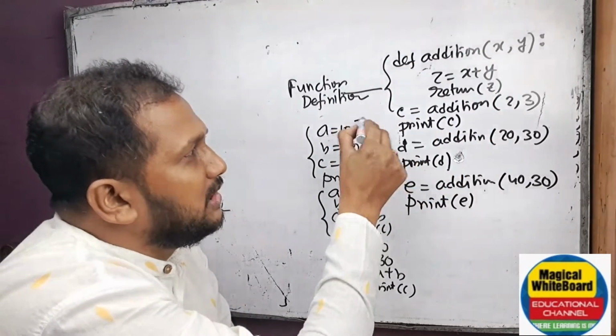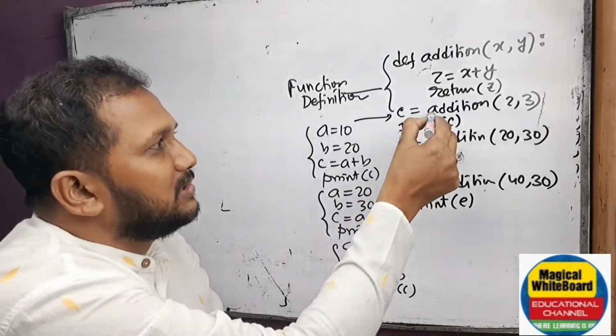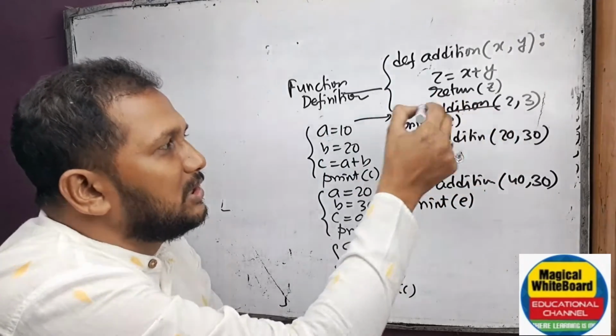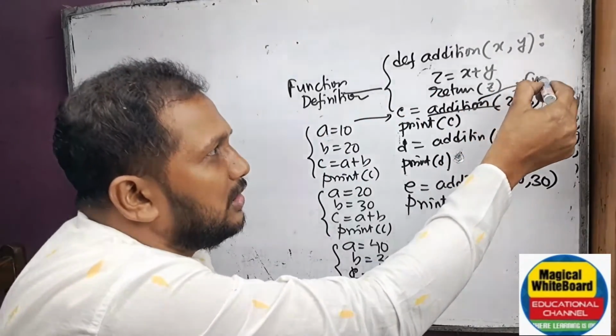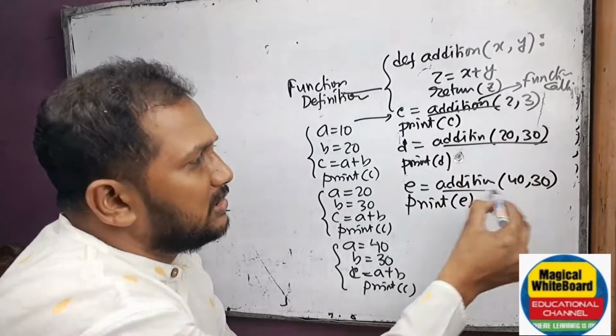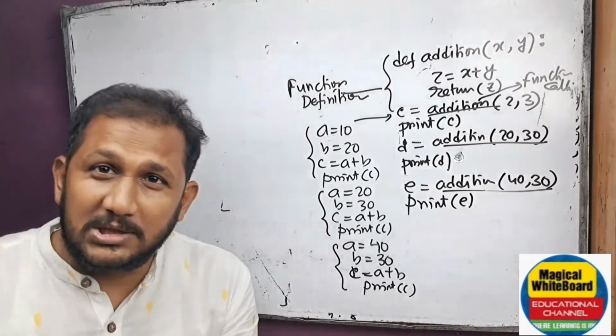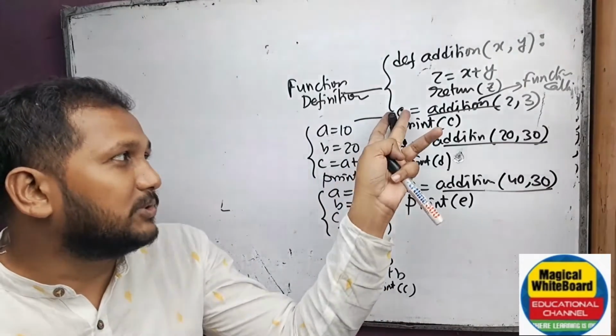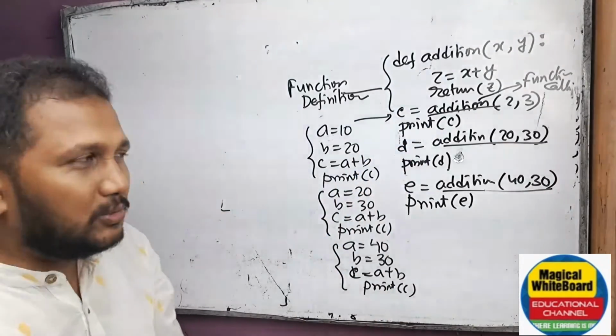This is function calling and returning. This is function calling, and the value is returned to c. This one is known as function calling. This one is known as function calling, and the value is transferred to the corresponding return values c, d, and e. So this is the concept of a function.